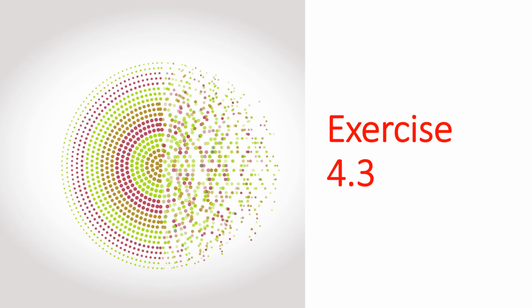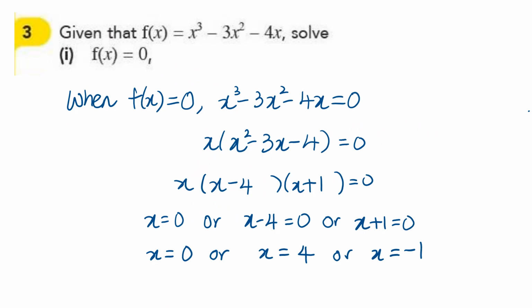So we have done some concepts: solving cubic equations and factorizing cubic polynomials. Now let's go on to solving the questions from exercise 4.3. The first one is relatively easy. You're given a polynomial x cubed minus 3x squared minus 4x, and you're asked to solve it when f of x is equal to 0. So you're just solving x cubed minus 3x squared minus 4x equals 0.